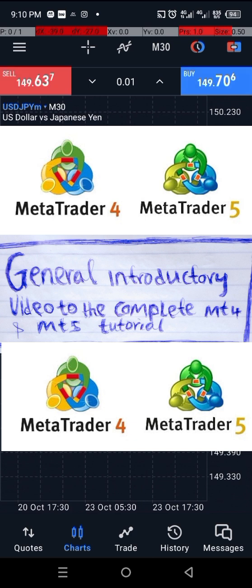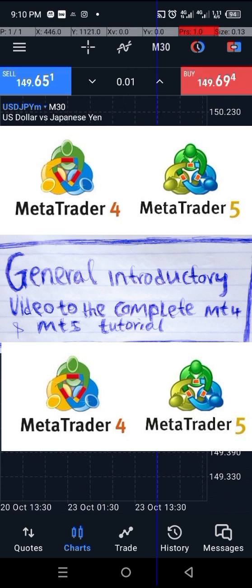I must acknowledge that taking my time to do this has not been for days, it has not been for weeks, it has actually been for months that I've taken my time to make sure I put up a complete lesson on MetaTrader 4 and MetaTrader 5 so that you can perfectly manipulate these two trading platforms.